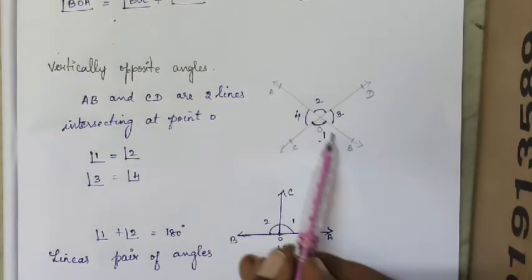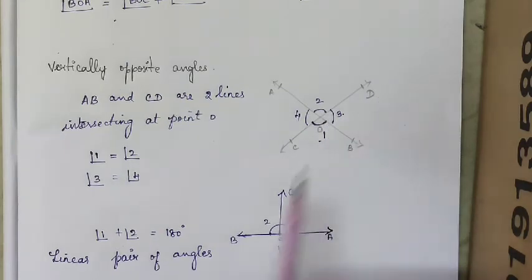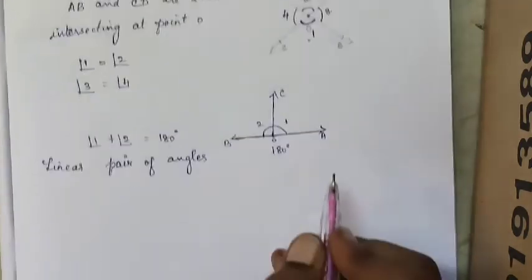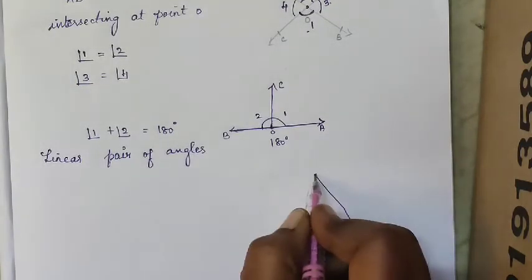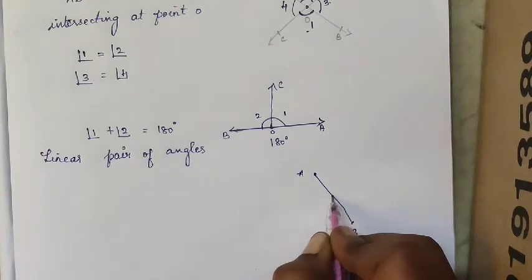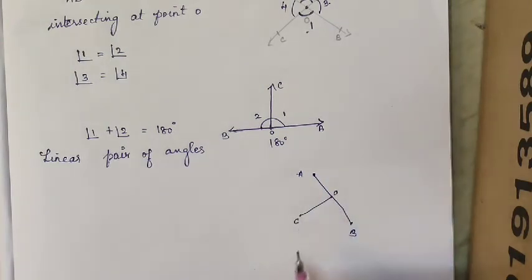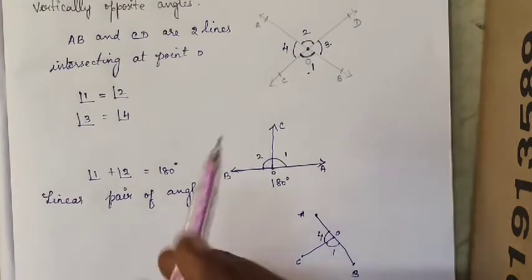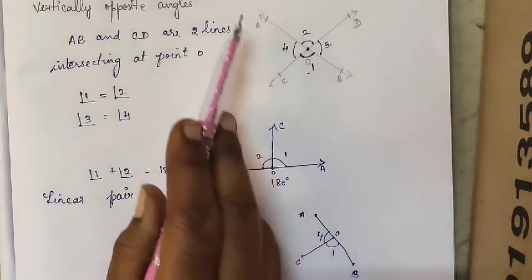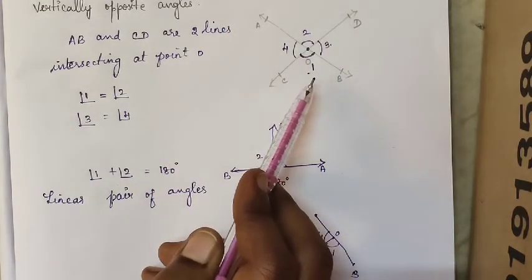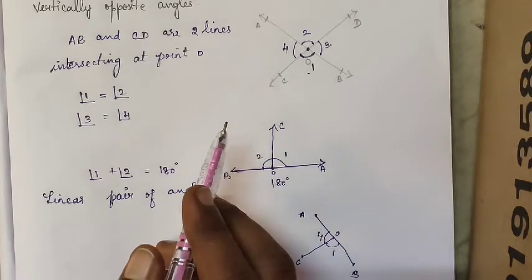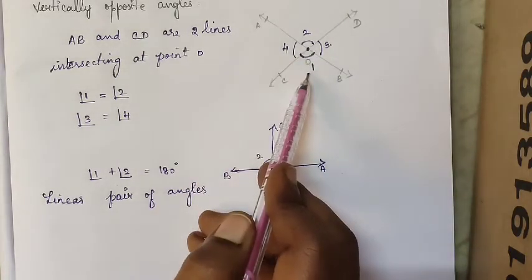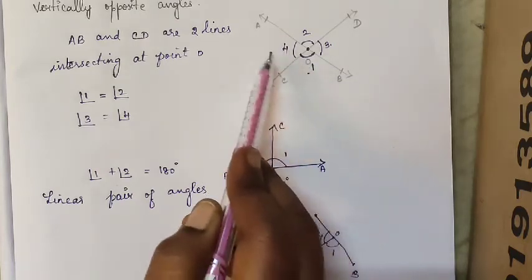Now let us take this AB as a line. Let us forget about this OD. Now AB is a line here. Take OC as a ray that stands on the line at the point O. Now see here, this is a line AB, and OC stands on it. Here I have angle 4 and here I have angle 1. Line means what is the angle for the line here? 180 degree. Now angle 4 and angle 1 are adjacent angles here.